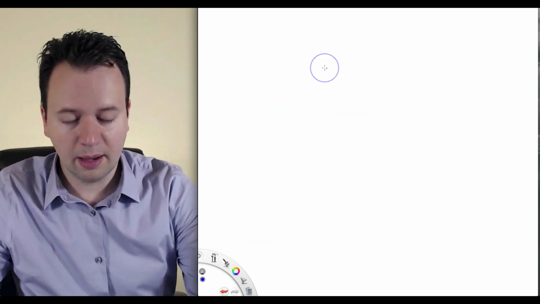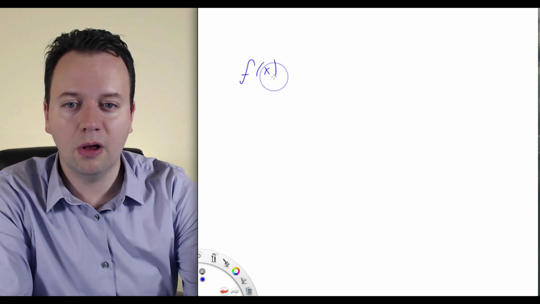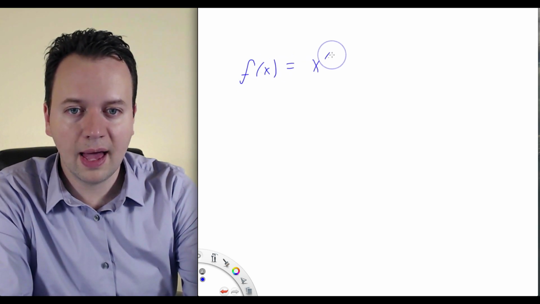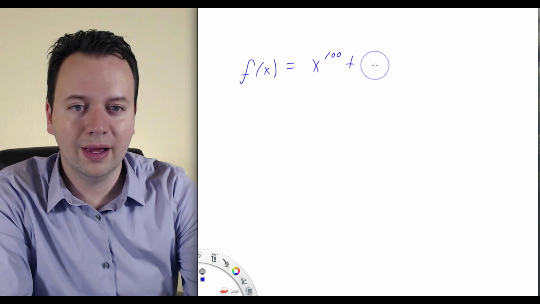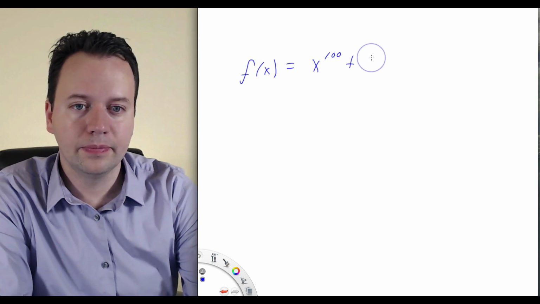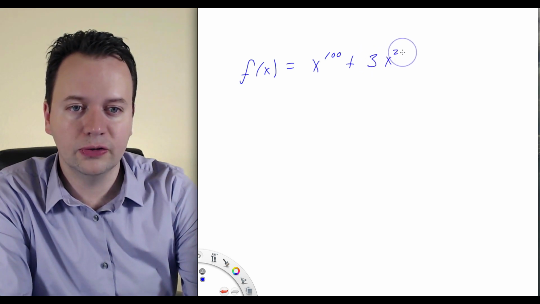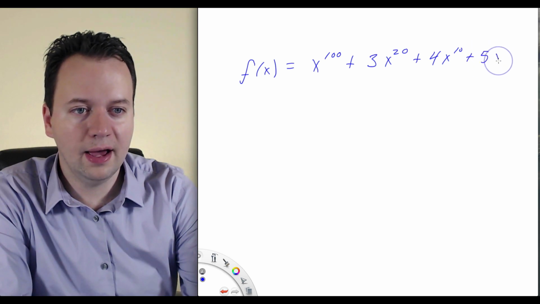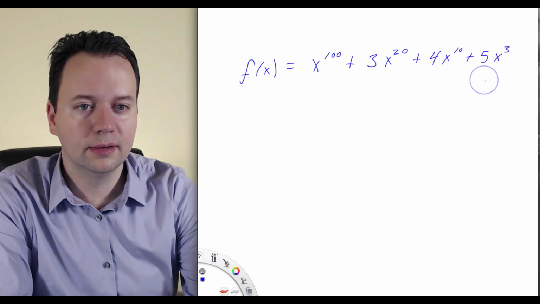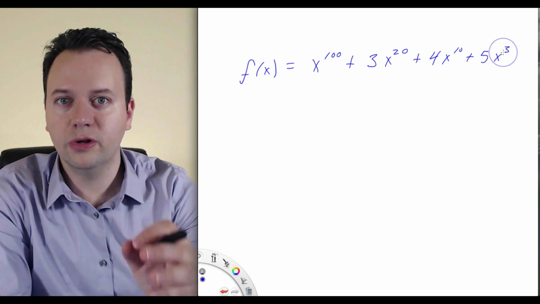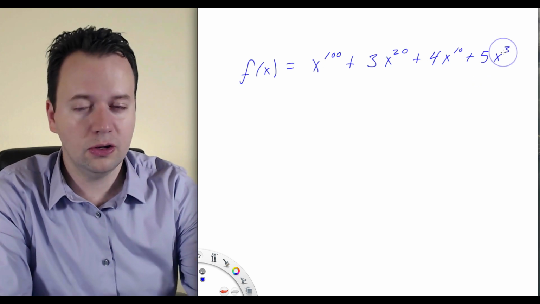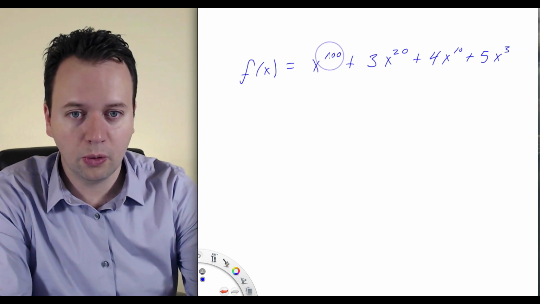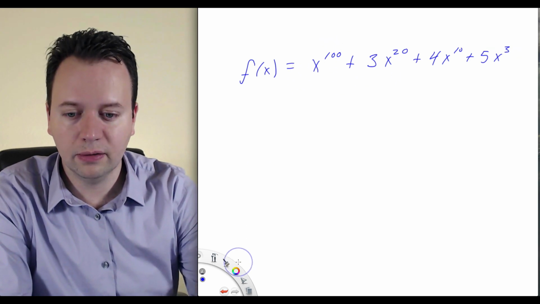Let's do another example. So suppose that we have the polynomial x to the 100 plus 3x to the 20 plus 4x to the 10 plus 5x cubed. Again, term by term, you differentiate each term individually, and you use the basic rule where we take the power and we drop it down for each term.